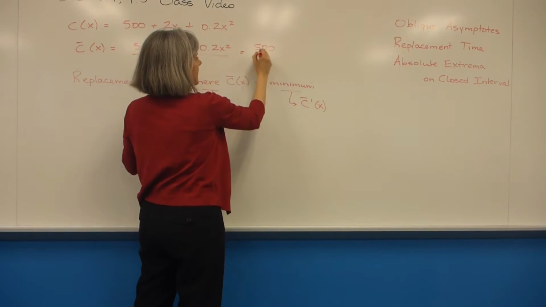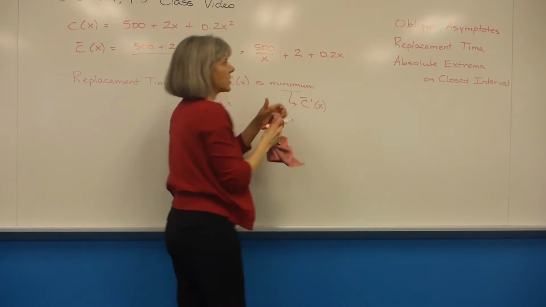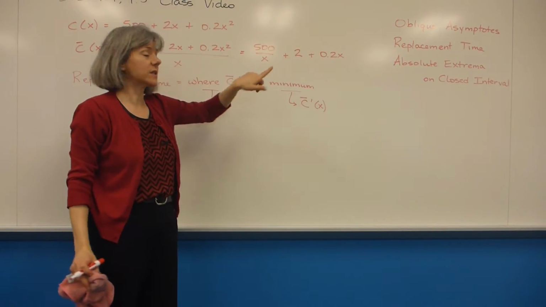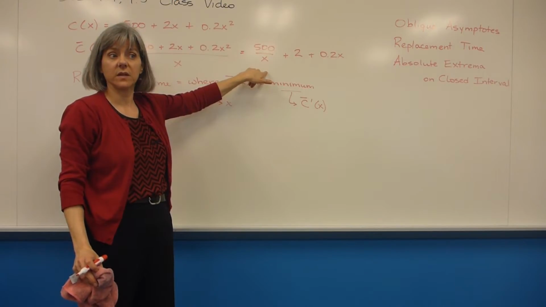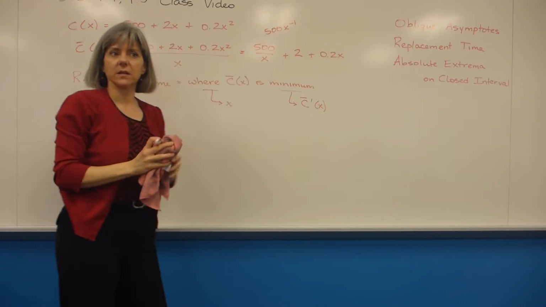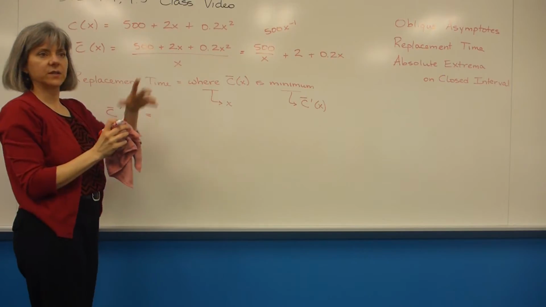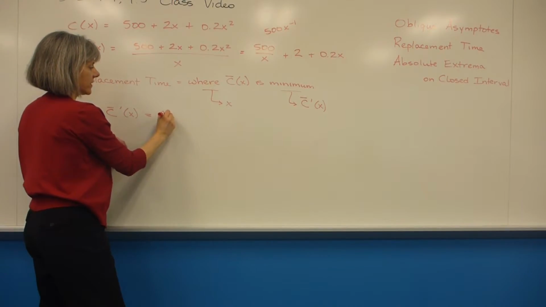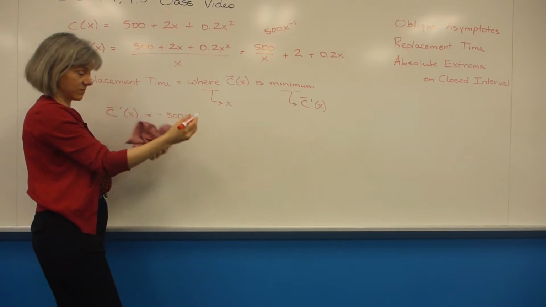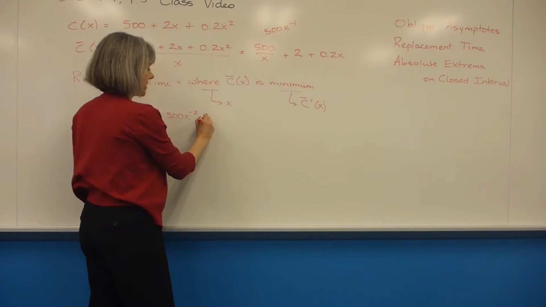We've actually already turned 500 over x into a negative exponent. So much easier, right? We agree this is so much easier to do a derivative on, because these are really all basics. As soon as I rewrite this, 500 x to the minus 1, now everything's a basic. So 500 x to the minus 1 would be negative 500 x to the minus 2. Derivative of 2 is? Derivative of 0.2x is?